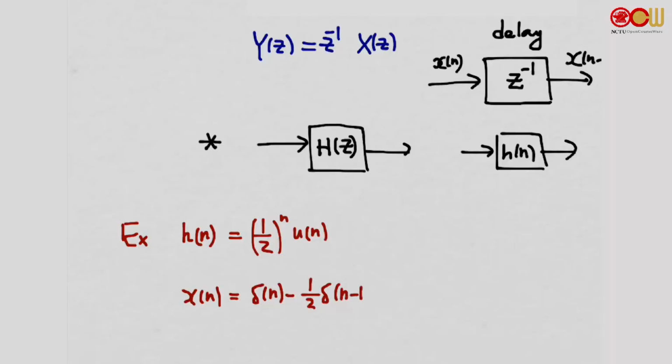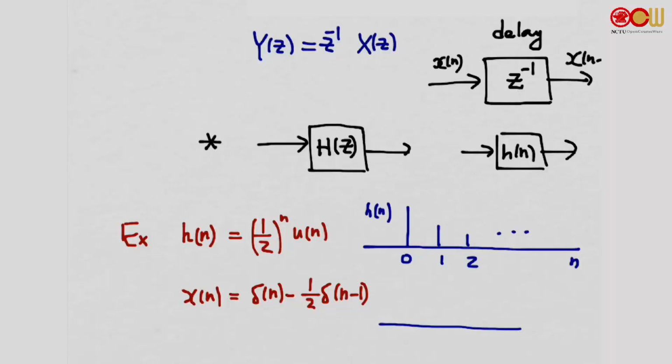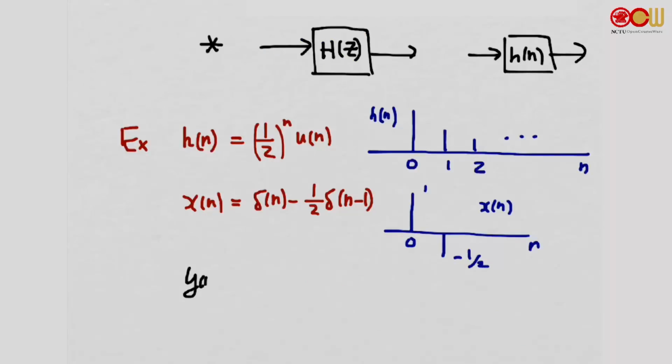Another example, suppose h[n] is the one-sided exponential sequence and x[n] is delta[n] minus half delta[n minus 1]. What we can see is that h[n] is a right-sided sequence that we have seen earlier. This is h[n], whereas x[n] has only two samples, one at 0 and one at n equal to 1. It's like this. This is the sequence x[n]. Now we want to find y, that is the convolution of x and h.